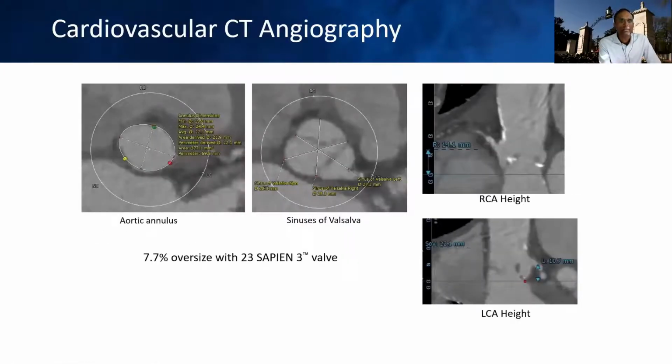CT angiography revealed aortic annulus and other anatomic measures consistent with suitability for TAVR. Our measurements were consistent with a 23 Sapien 3 desired valve. In this case, coronary heights were adequate.